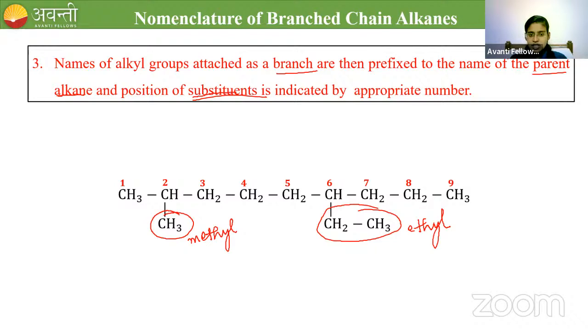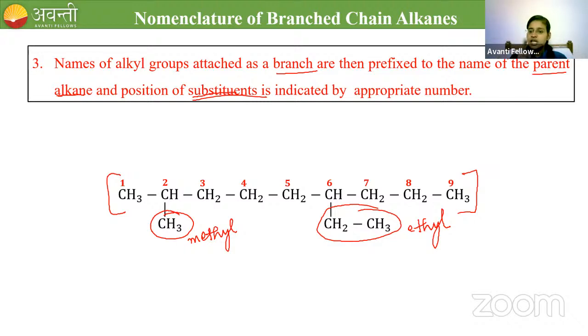So in the parent chain, I have 9 carbons. If I have 9 carbons, what is the root word? Can anyone tell me? If I have 1 carbon, it is methane. 2 carbons means ethane. 3 means propane. What is the answer for a 9 carbon alkane? Very good. It is nonane. Chandu, it is not nanoane, it is nonane. So nonane is the parent alkane.